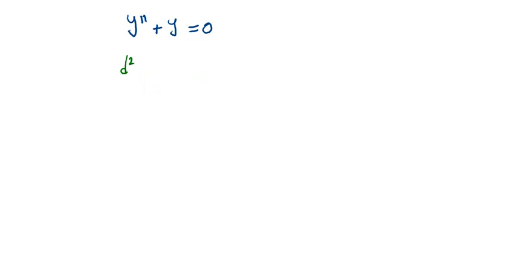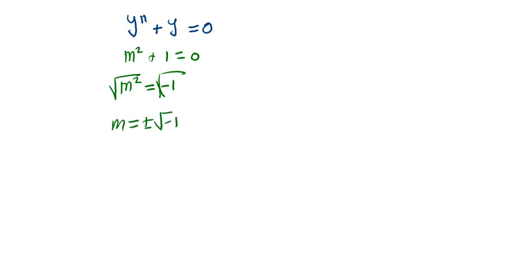Okay, so this here is just going to be m squared plus 1 equals 0. So m squared will be equal to minus 1. Okay, so you take the square root of both sides. You're going to have m being equal to positive or negative the square root of negative 1. And we know that the square root of negative 1 can be written as i. So this can be positive or negative i.